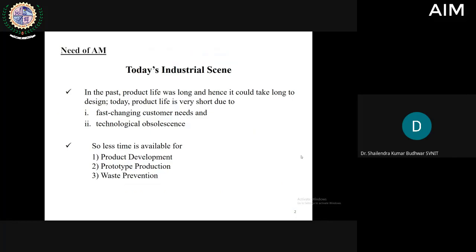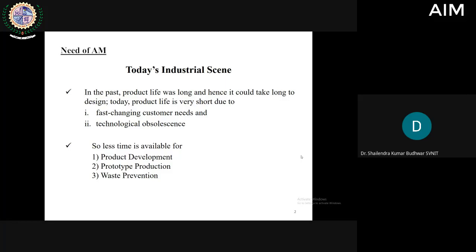So in the past, product life was long and hence it could take long to design. But nowadays, product life has become very short. Why? Because nowadays customers have become very sophisticated. Every day we want new types of models of every product. You can take the example of your mobile phone. In earlier days, we had very few models of mobile phones, and very few companies were involved in this business. But nowadays, every day we are watching new models in the market.